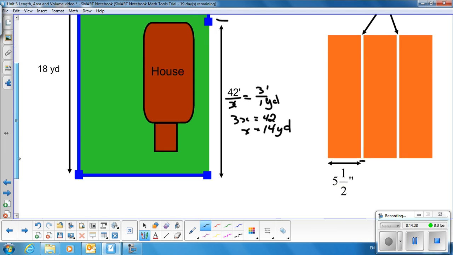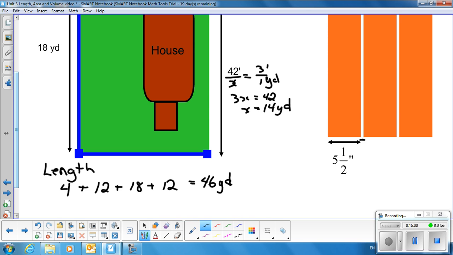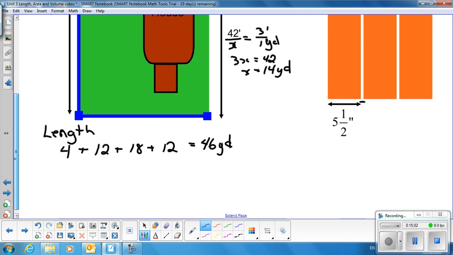To figure out the total length of fence needed, we need that 4-yard piece plus the top, which is 12 yards. The left-hand side is 18 yards, the bottom is another 12 yards. So the total length of fencing is 46 yards. Let's change that into inches so it's easier to work with our boards.